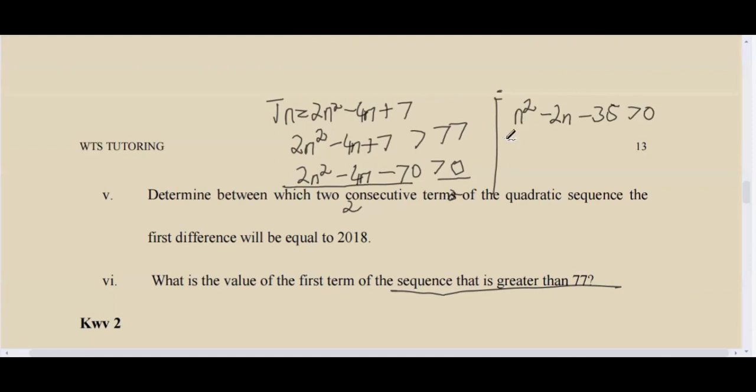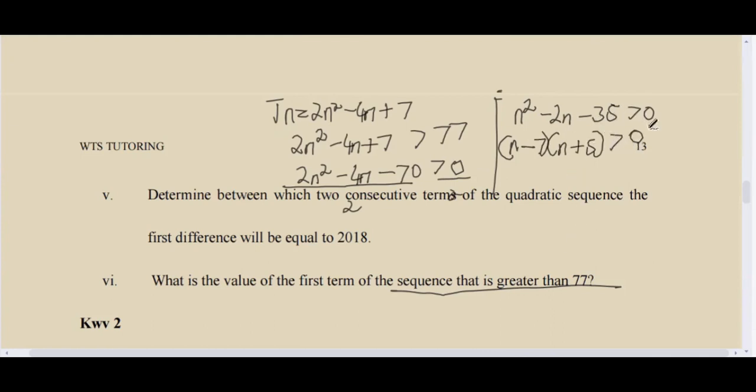So in order to factorize this, we are looking for the factors of 35. When we multiply them, they're going to give us 35. But then when we add or subtract them, they're going to give us 2. So that's definitely 7 times 5, right? So that's 7 and 5. So that's n minus 7. And then this is n plus 5. And then greater than 0.